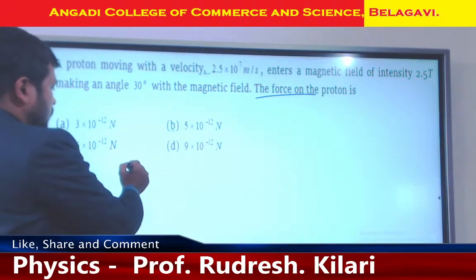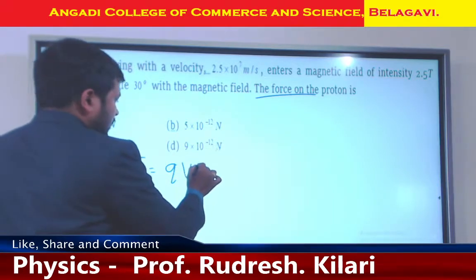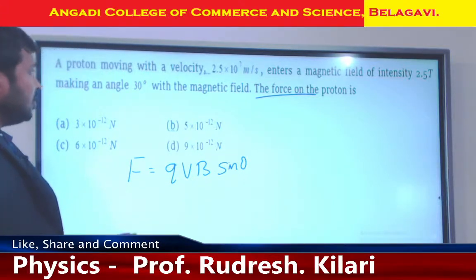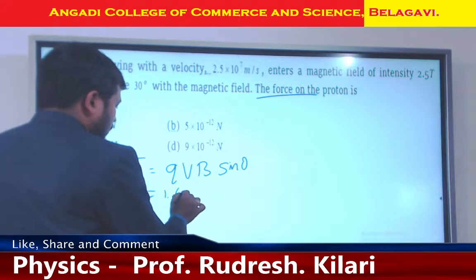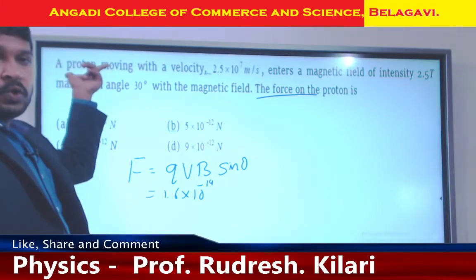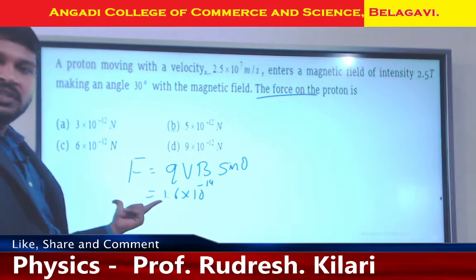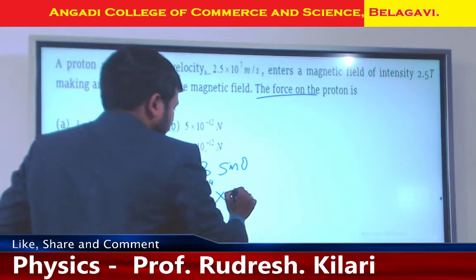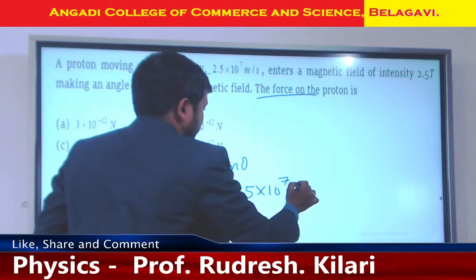Now, this is the formula: F equals QVB sin θ. What are the things they have given? The Q value we know is 1.6 × 10^-19. Here they mention the proton moving, and the charge of a proton is the same as the charge of an electron. Into the velocity they have given, 2.5 × 10^7.